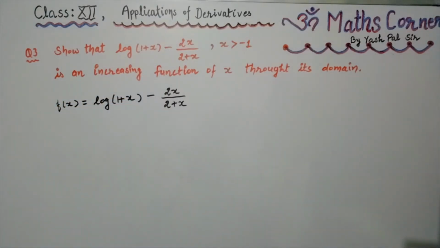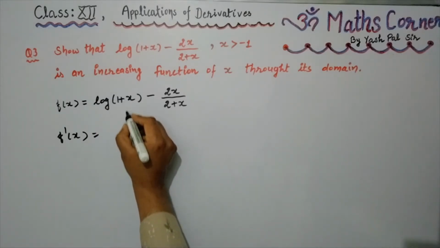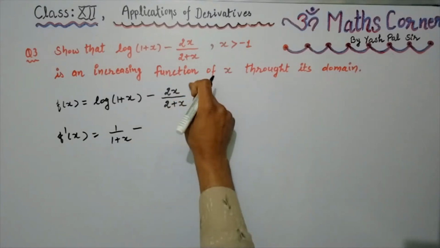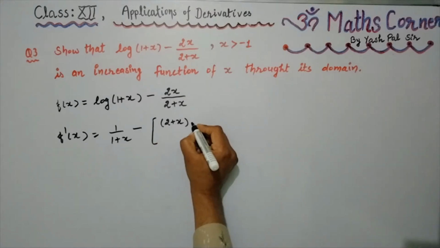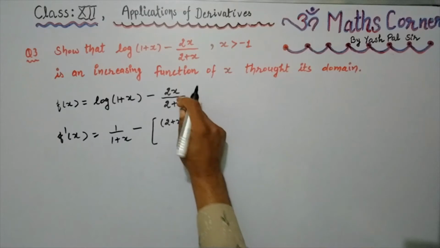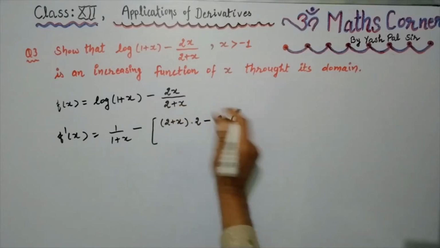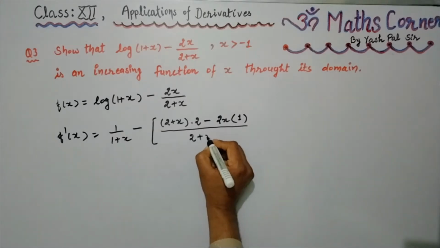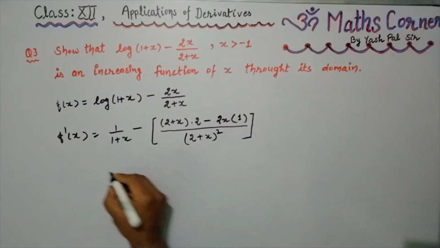Increasing or decreasing case, such problems, what we do, we find the derivative. So here f dash x is equal to the derivative of log 1 plus x, which is 1 upon 1 plus x, minus the quotient rule u upon v. What is the derivative? Denominator 2 plus x into derivative of 2x, which is 2, minus numerator 2x into derivative of denominator, derivative of 2 is 0, x derivative is 1, whole divided by denominator v whole square, v square, right?